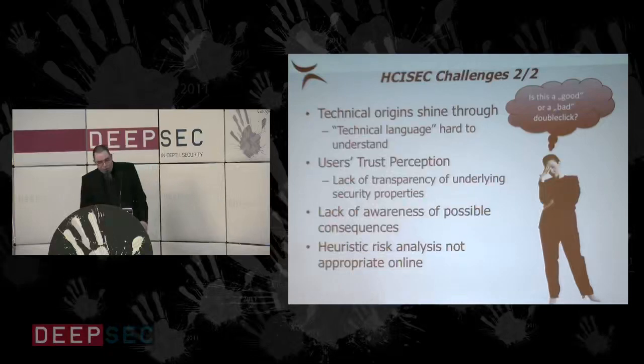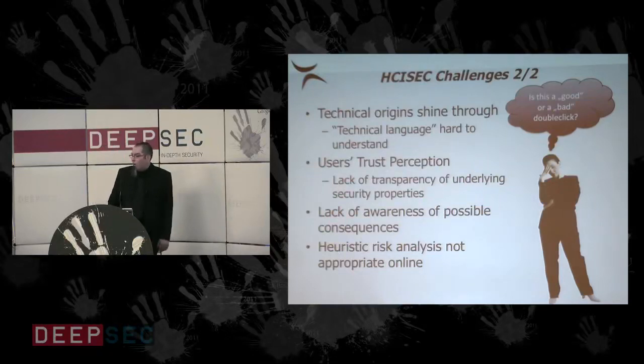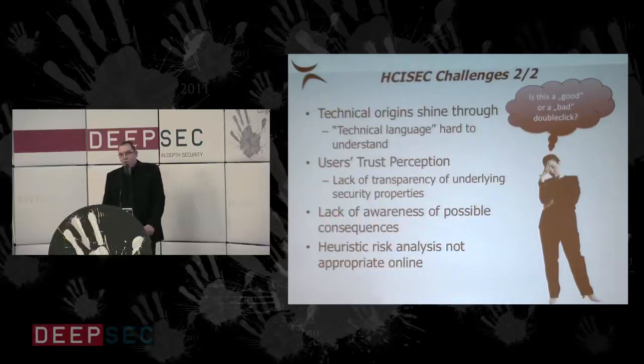And another big challenge is that we as humans, maybe we think we are very rational when we make decisions, but in fact, human risk analysis is a heuristic one. It was very appropriate to escape a saber-toothed tiger in former times, but it might not really be the appropriate approach for online security decisions.